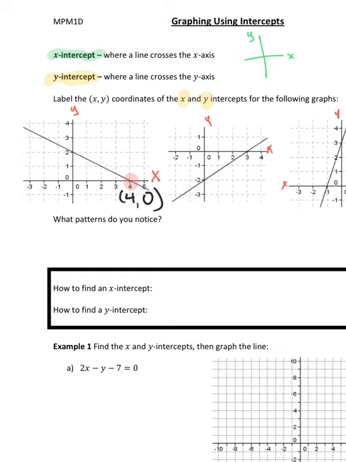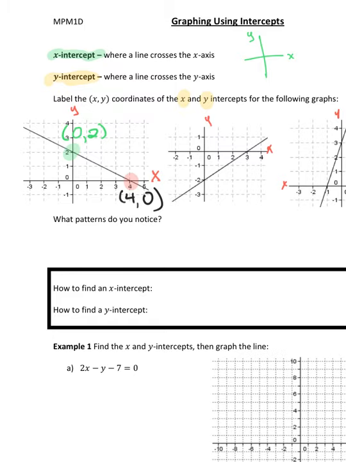So now let's look at my y-axis. If I'm going along here, the line is crossing at 2. And again, let's label our point here. I know my y-coordinate, that second point there, is 2. But then what's my x-coordinate? Well, it's not really going left or right. It's sitting on 0. Okay?